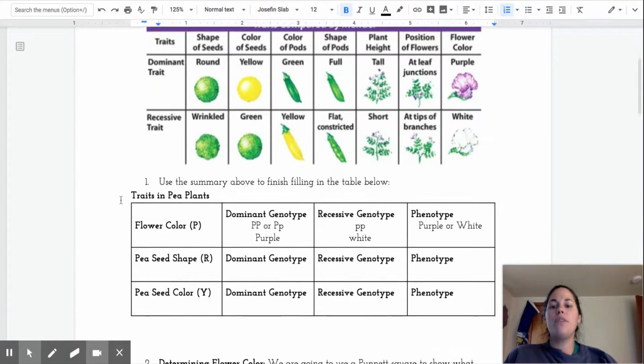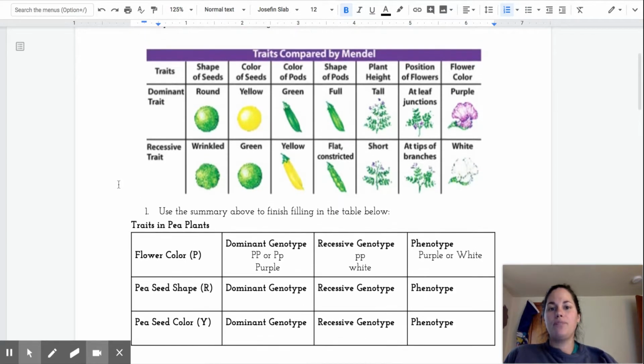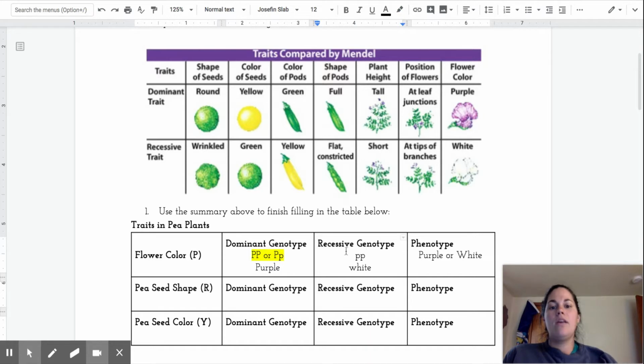So what we're going to do is use this summary to finish filling in the table. So we can see for flower color, we're using the letter P. For our dominant genotype, I've already typed in here, it is PP, two uppercase P's, or an uppercase P and a lowercase p. So I'm just going to highlight that. Either way, that flower is going to look purple.